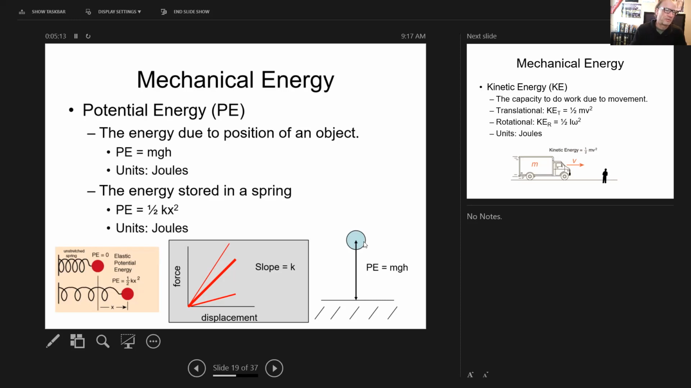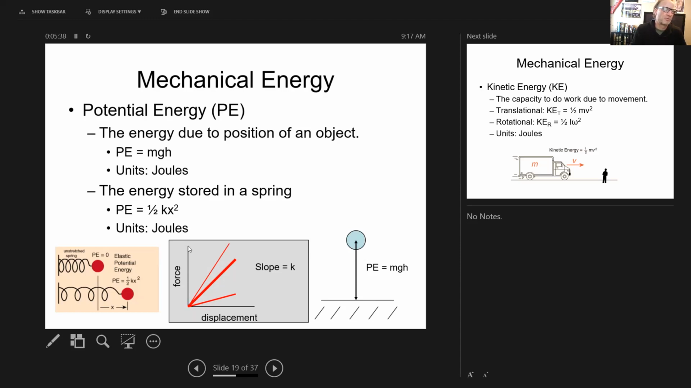This is just the cartoon of potential energy: mass times the acceleration due to the force of gravity times how high that object is. And that has the capacity to do work on the floor in this example, based upon how high it is. And this graph is just a representation of how stiff a spring is.